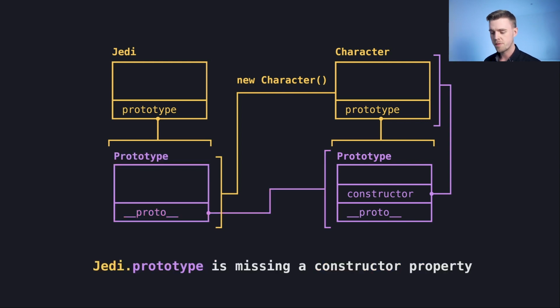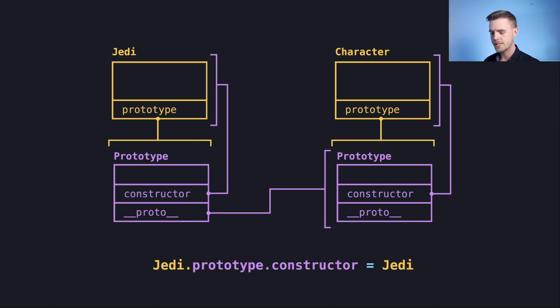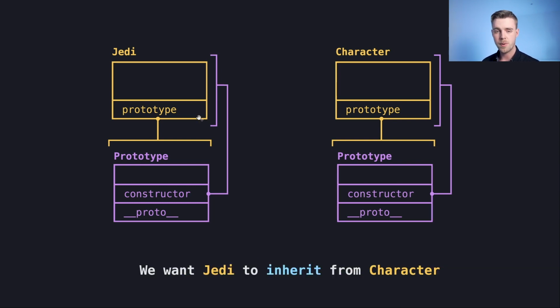As we touched on previously, the Jedi prototype is now missing a constructor property because instance objects don't have constructor properties. So this means that we need to set that, and we can easily do that by saying Jedi.prototype.constructor is equal to Jedi. And so now we've achieved our goal where Jedi is inheriting from character through a prototype chain. So now we can have a look at how we achieve the same goal using Object.create.